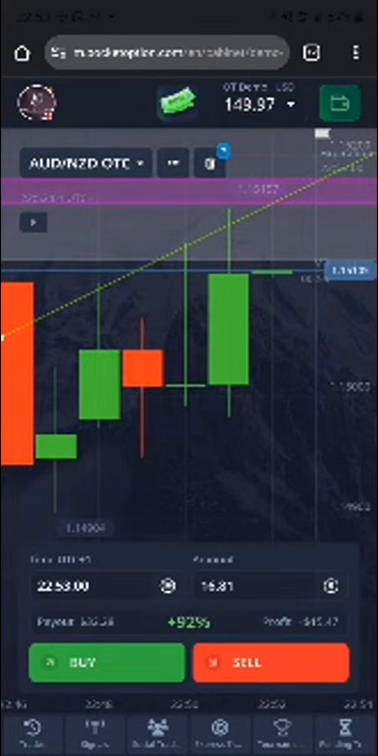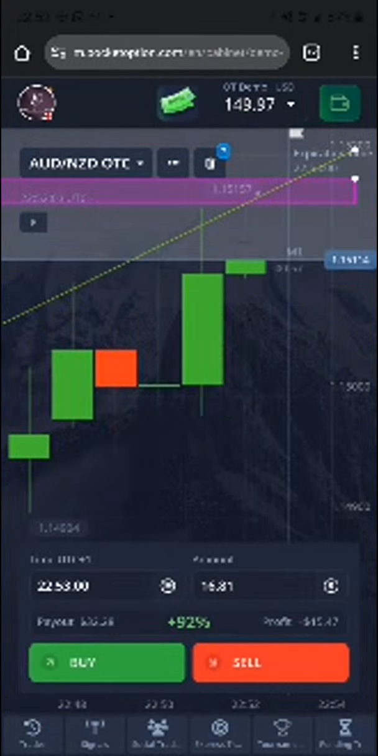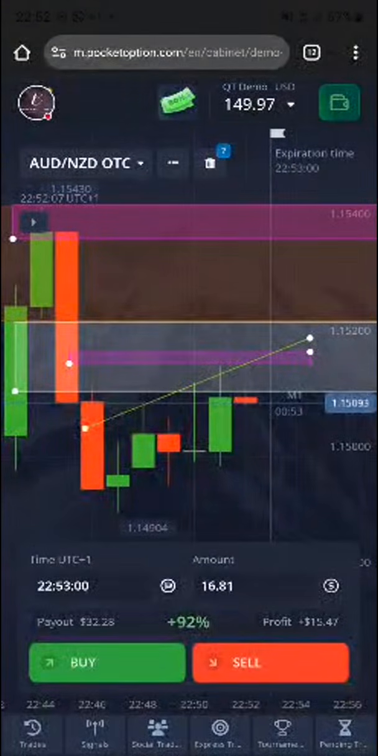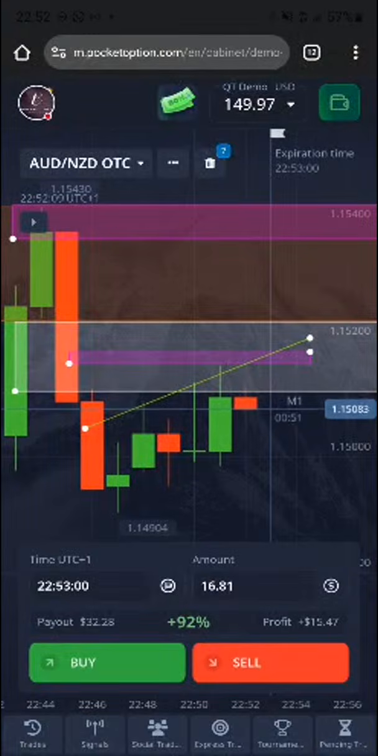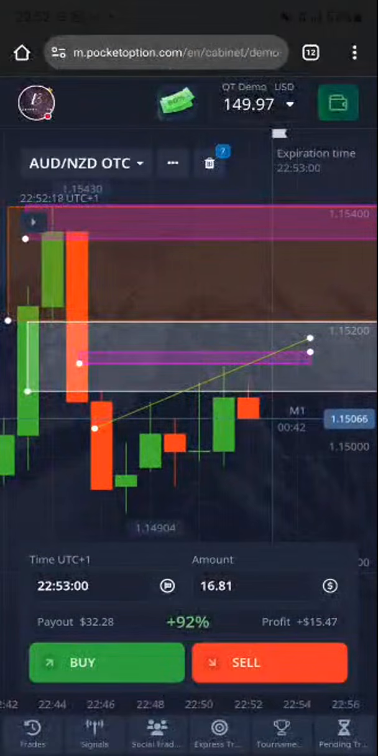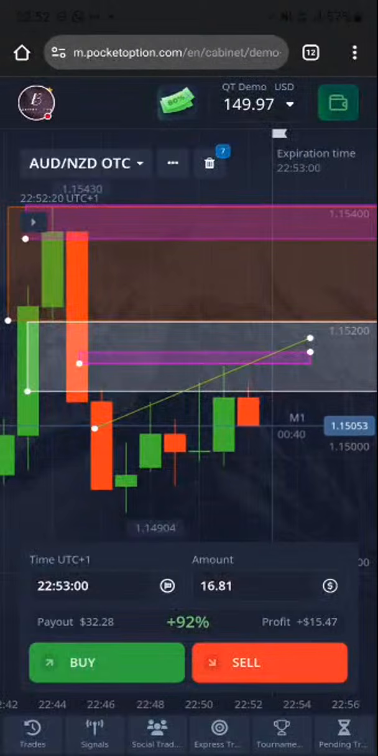Okay, cool. It gave us the pullback, but if it comes back again, I'm taking another one, because we have a round number up here. This is 1.15200. You understand? We have a round number there. So if price comes above this entry, into that entry above the round number, we can take one more trade. I'm expecting a pullback again.